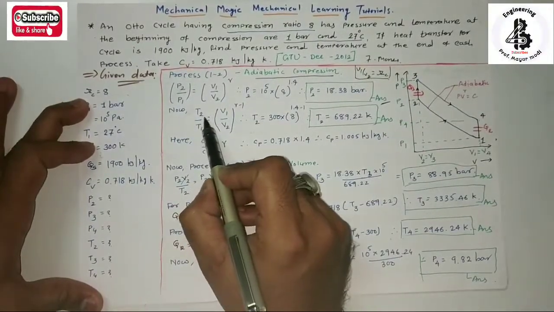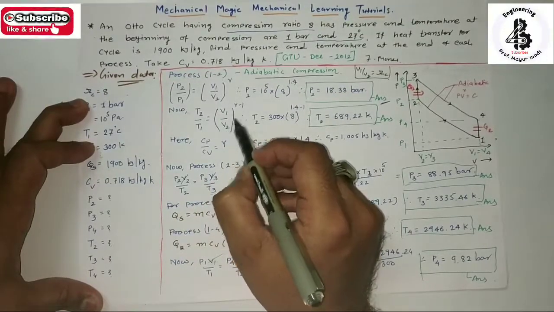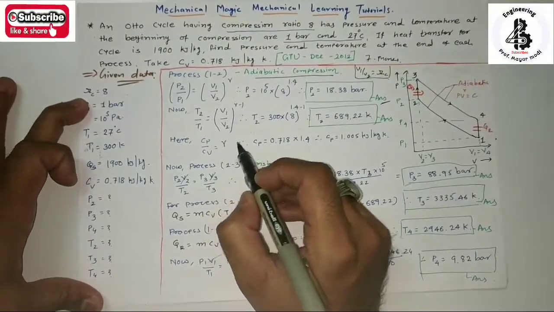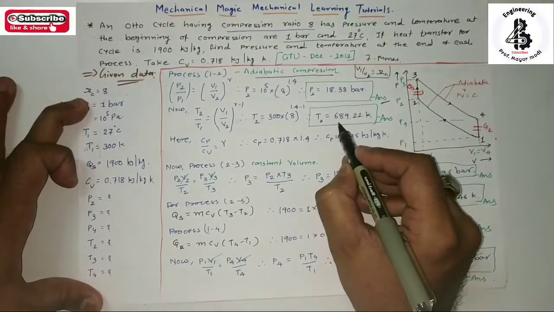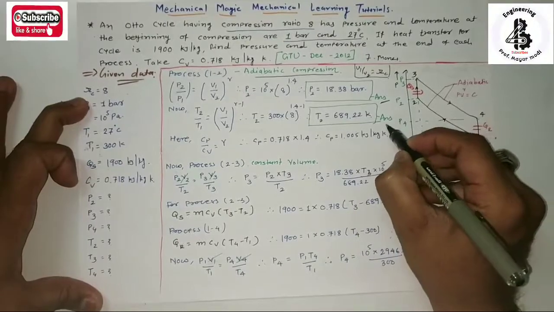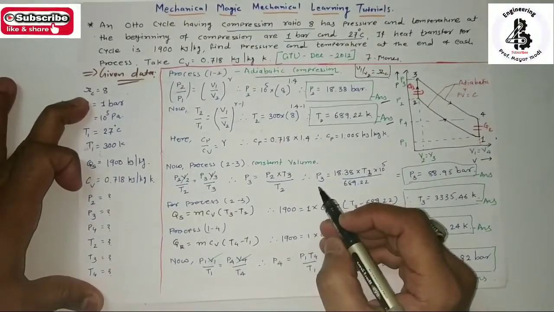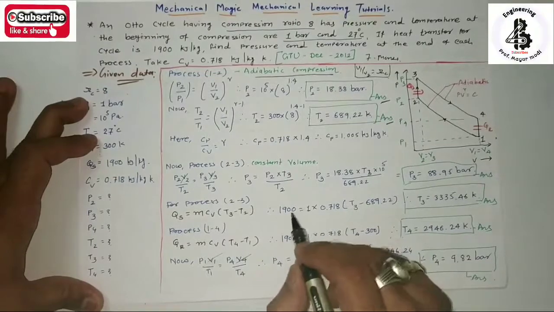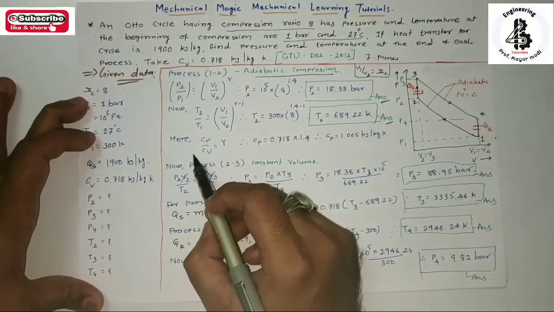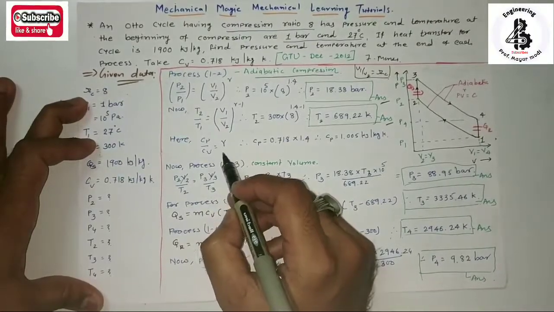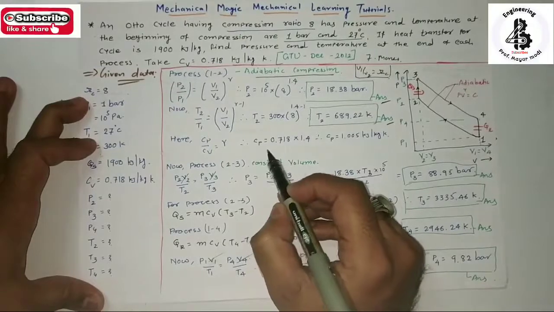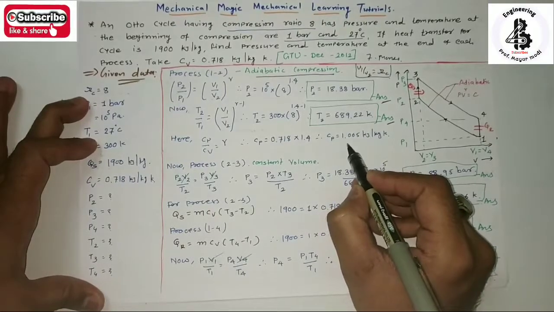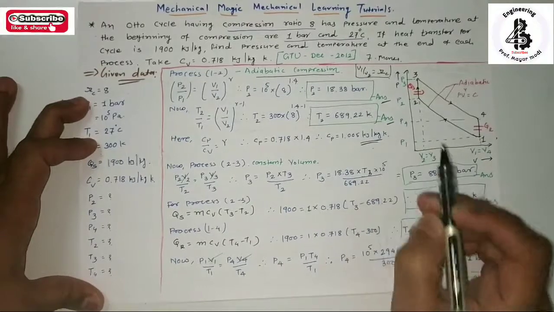Now T2 upon T1 equal to V1 upon V2 raised to gamma minus 1. Just put the value of T1 and V1 upon V2, which is the compression ratio. So you will find T2 equal to 689.22 Kelvin. That will be the pressure P2 and temperature T2 at the end of the adiabatic compression process. Now from the Cp and Cv relation, Cp upon Cv equal to gamma, so Cp equal to 0.718 into 1.4, which gives Cp equal to 1.005 kilojoule per kg Kelvin.